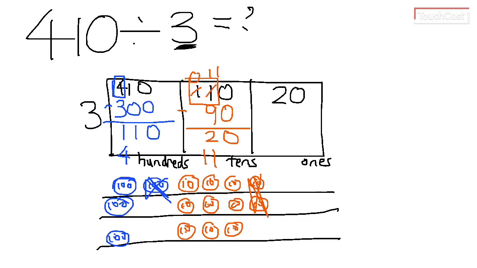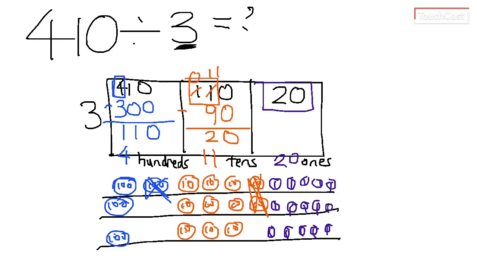How many ones do I have? I have 20 ones. And 20 ones I'm going to share between my 3 people. 1, 2, 3, 4, 5, 6, 7, 8, 9, 10, 11, 12, 13, 14, 15. I'm at 15, but I'm going to extend my lines because it's okay if you run out of room. 15, 16, 17, 18, 19, 20.